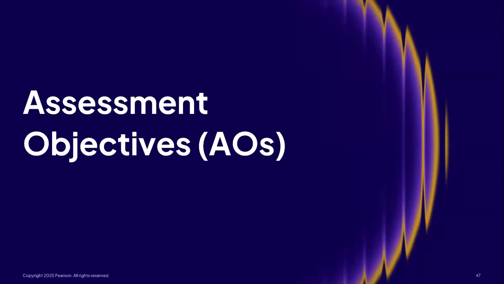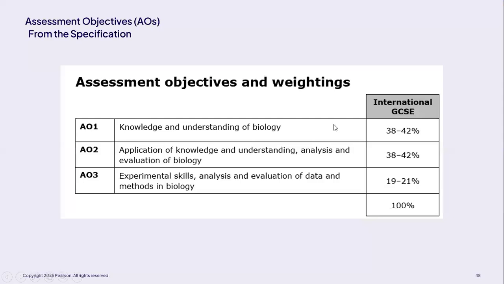And there are 3 assessment objectives. These assessment objectives are tested across both papers. They are consistent in GCSE and A level. The proportion of them changes at different levels, but the actual meaning of the assessment objectives is the same across both GCSE, across all science GCSEs and A levels.